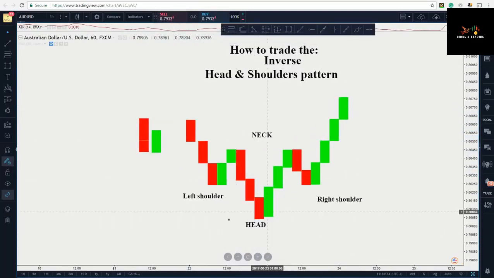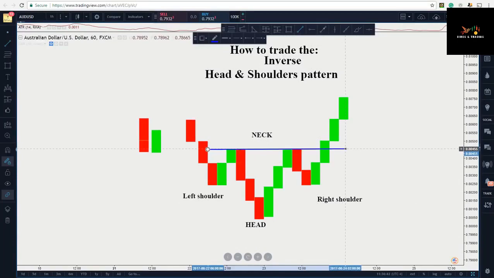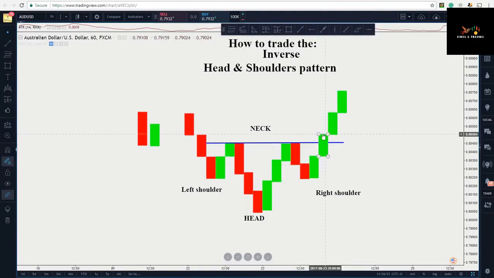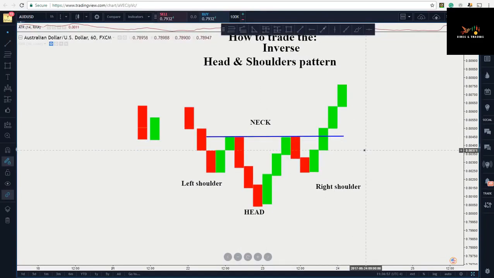Alright guys, so a couple of different ways that you can enter the market using this kind of pattern. Of course, you have your standard entry, which is the break of the neckline. So what we'll be doing is drawing a horizontal line there at the neckline and waiting for this market to break past that neckline in order to enter the market. This is the standard way that the head and shoulders pattern can be traded.